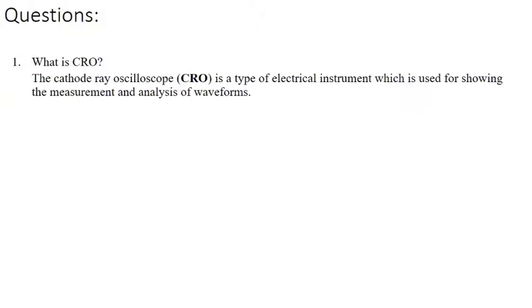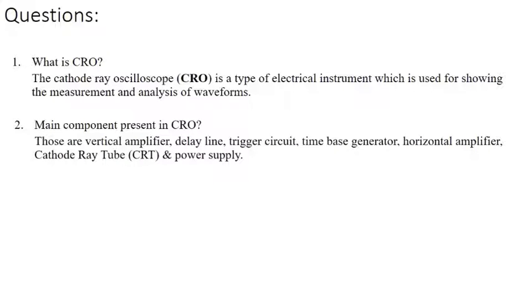What is a CRO? A cathode ray oscilloscope is a type of electrical instrument which is used to measure and analyze the waveform from various circuits. What are the main components present in the CRO? The major component is the cathode ray tube, the vertical deflection plate and the horizontal deflection plate. For these deflection plates, we require a vertical amplifier, delay line, trigger circuit, time base generator and horizontal amplifier. And for all these components to work, we require a power supply.